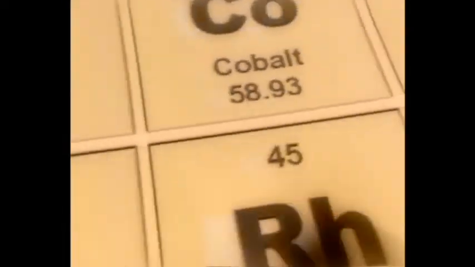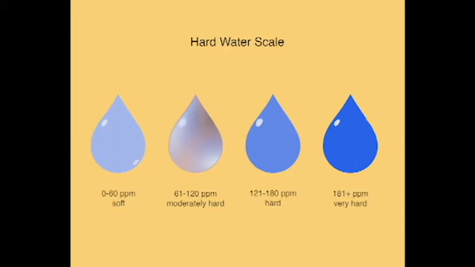Examples of hard water ions or minerals are calcium, iron, magnesium, or aluminum. Water hardness is also measured on a scale with the following intervals. 0 to 60 ppm is equivalent to soft, 61 to 120 ppm is equivalent to moderately hard, 121 to 180 ppm is hard, and 181 plus ppm is very hard.